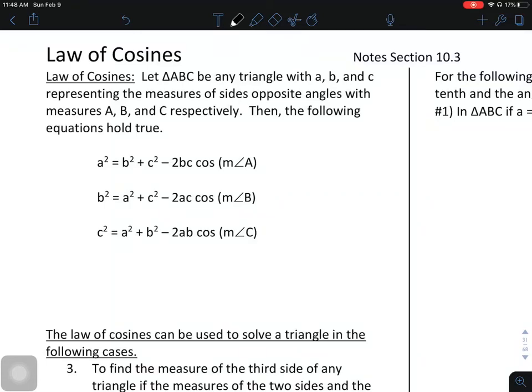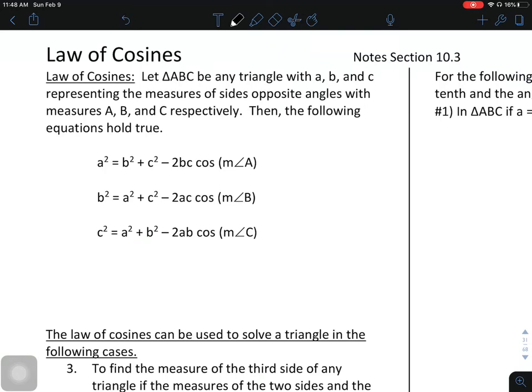Honors Geometry, Note Section 10.3, Law of Cosines. Well, we just finished up law of sines. Law of sines you can use in any triangle as long as you know the measure of an angle and the length of the opposite side. Law of cosines can be used when you don't have that combination.